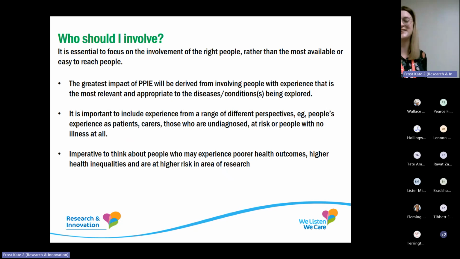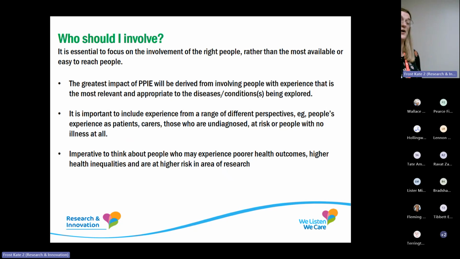So it's also important to use those who are undiagnosed. I think a lot of people think for involvement it has to do with people living with the condition, but actually it's those people who are at risk. And I think for a lot of research and projects that is definitely something to highlight.